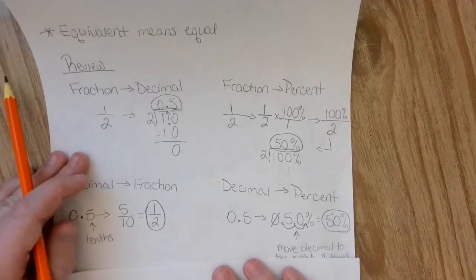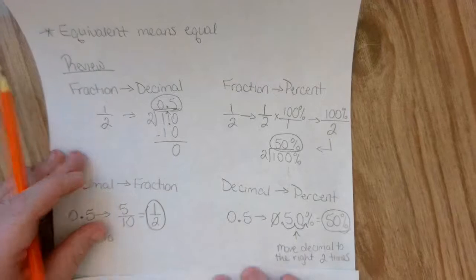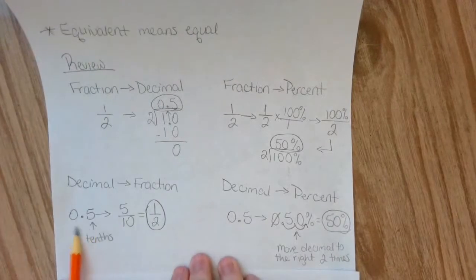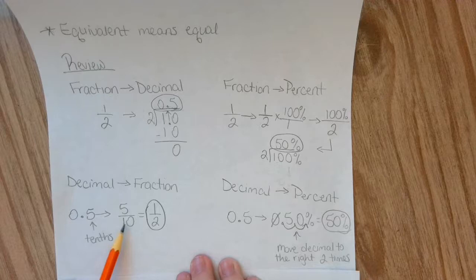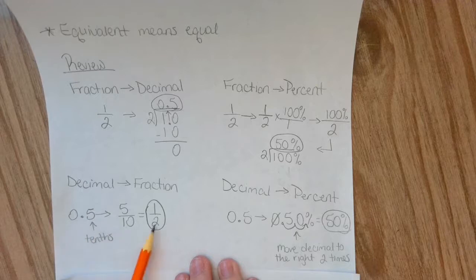Next is decimal into a fraction. So if I have this decimal, I notice that the last number behind the decimal is in the tenths spot. So that means that my denominator is going to be 10. So I'm going to put the 5 over 10 because it's in the tenths place. And then I take that fraction and reduce it down when I can. So I took a decimal and put it into a fraction.